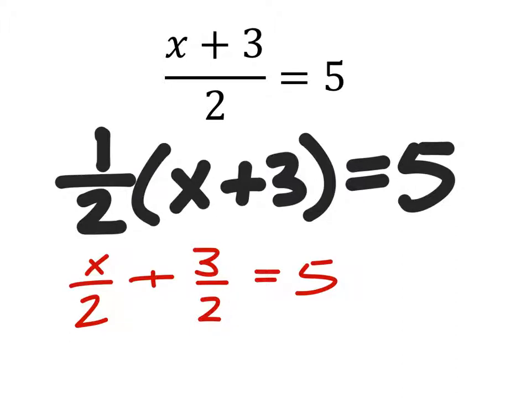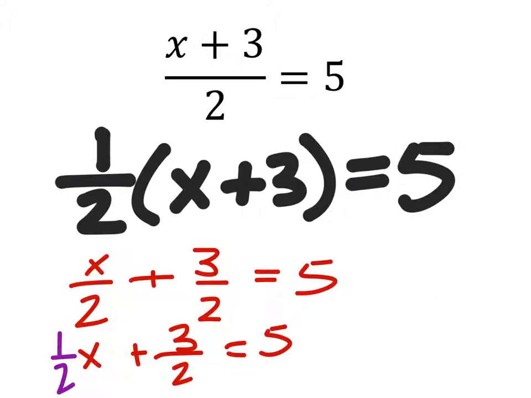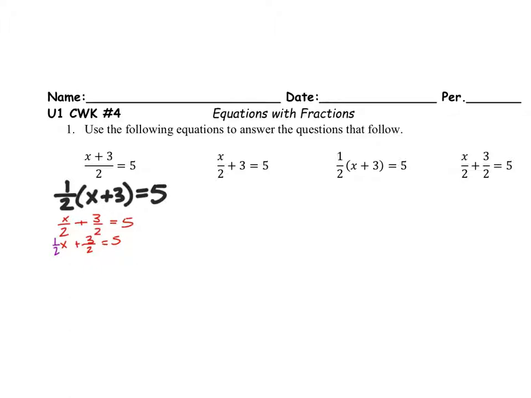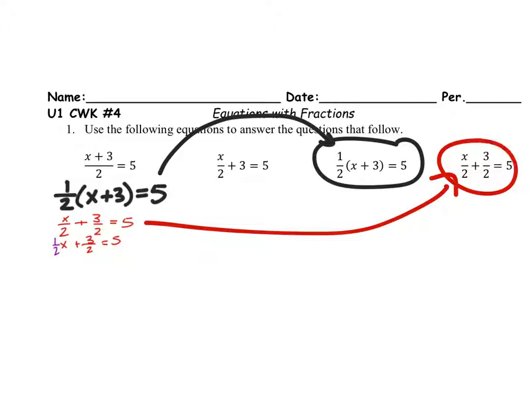Or you could split this up from here and make that a 1/2 x, and then plus the other 3 halves equals 5. So let's see if there's any of these other ones that are equivalent to this. Bam, it looks like this one is right here, and then this one in red is right here. So there we go. And that means that this one has no other matches.